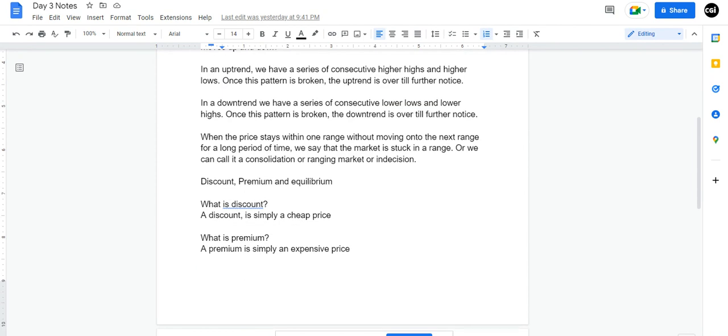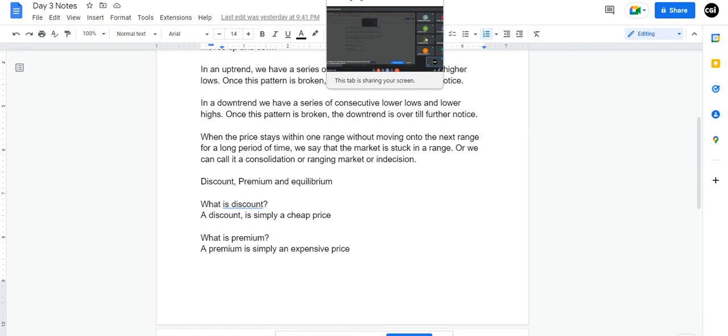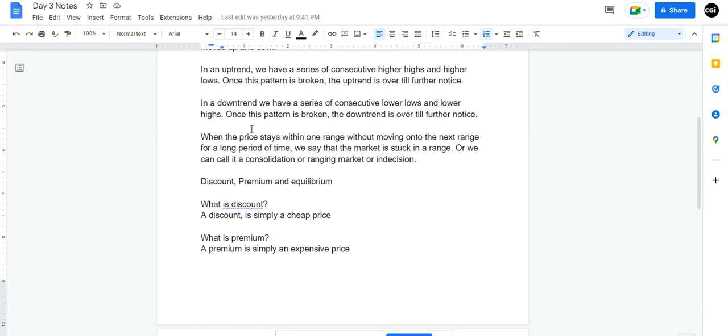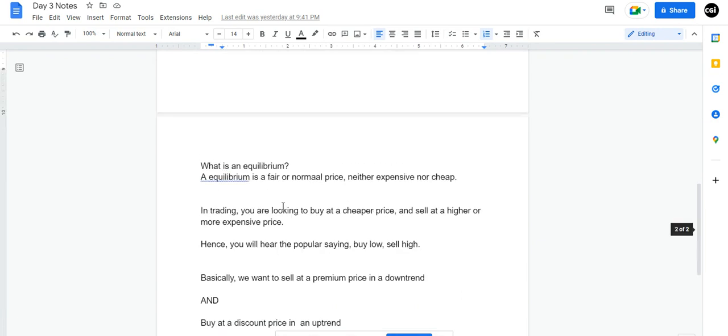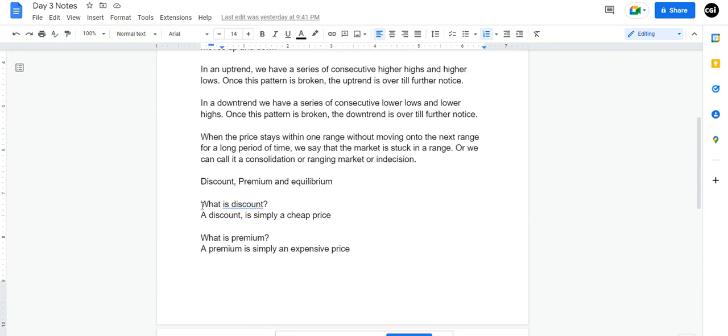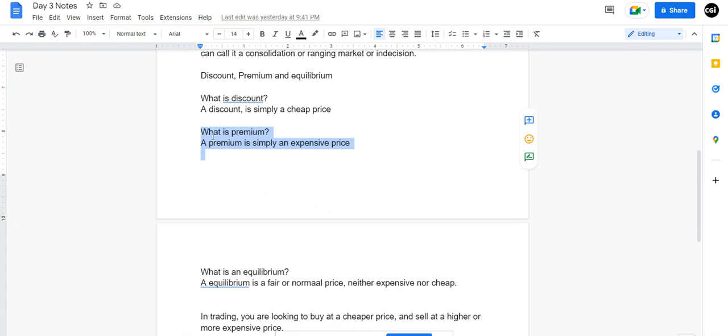That being said, we move on quickly to the next topic, which is discount, premium, and equilibrium. We said what is discount, and everybody agreed that discount is a cheap price, premium is an expensive price, right? So if you buy something at a discount, you are buying it at a cheaper price than normal. If you buy it at a premium, you are buying it at a more expensive price. If you buy it at equilibrium, you are buying it at a fair or normal price. So equilibrium is a normal price, neither expensive nor cheap.